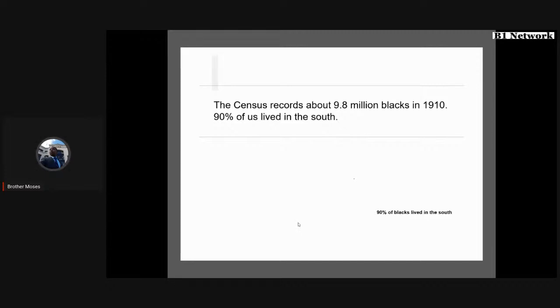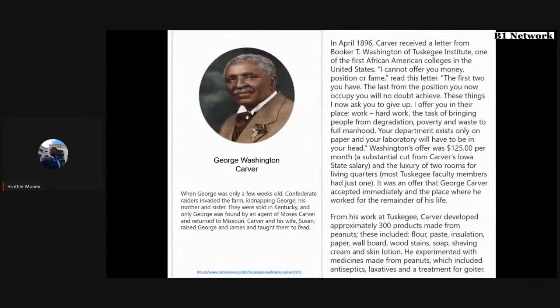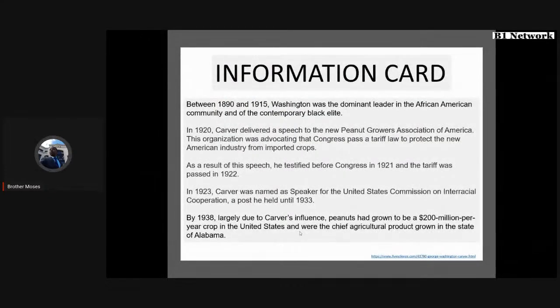Census records about 9.8 million Blacks in 1910. 90% of us lived in the South. A story of George Washington Carver that I shared, some more information. See, this is the political stuff. A lot of people don't want all of this. They want it omitted, but I'm going to share it here and then present the board as clean and as polished as possible without all of this information. I feel like, look, man, if somebody actually wanted it, they should know it. But here, this is my relief. This is my research anxiety relief.